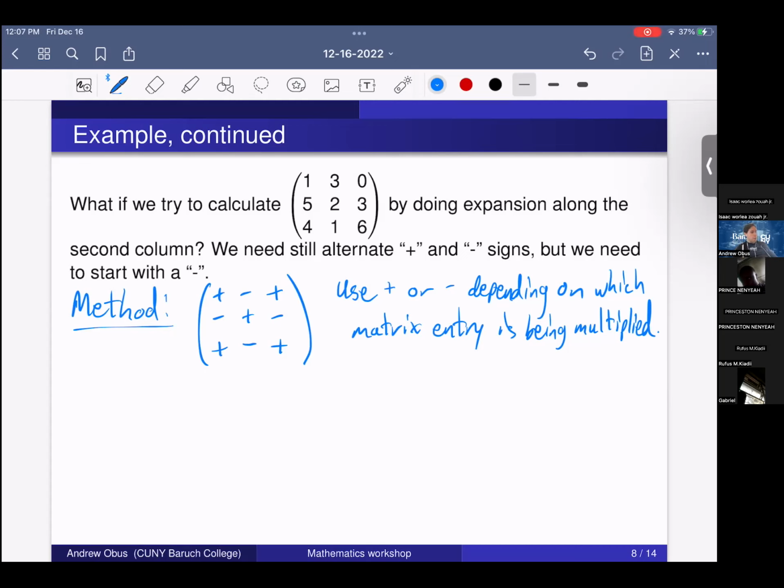Okay, so what do we do? So if we wanted to use the second column, I've got my 3, 2, 1 here. So to use the second column, I'm going to have 3 times its complementary matrix. So I eliminate its column and its row. I'm left with 5, 4, 3, and 6. So it's 3 times 5 times 6 minus 3 times 4. But I have to have a negative sign here because this 3 corresponds to a minus entry over here.